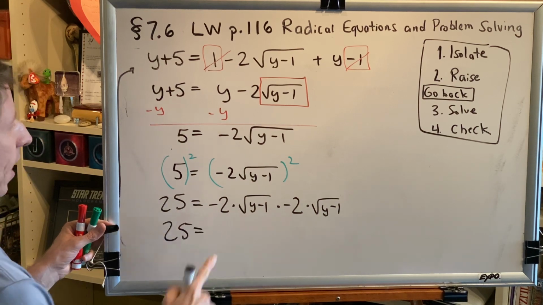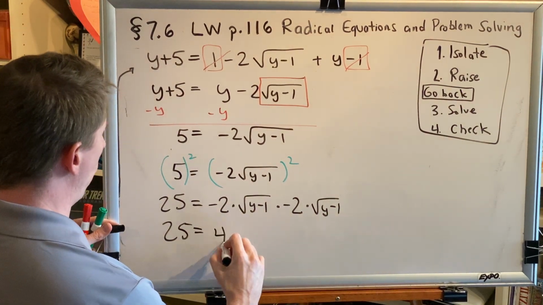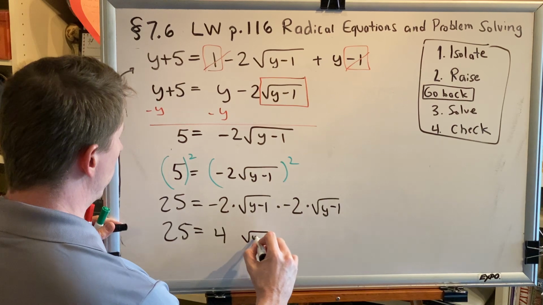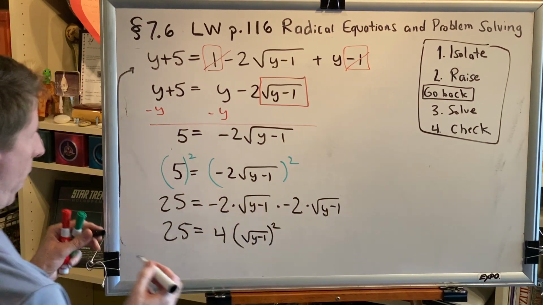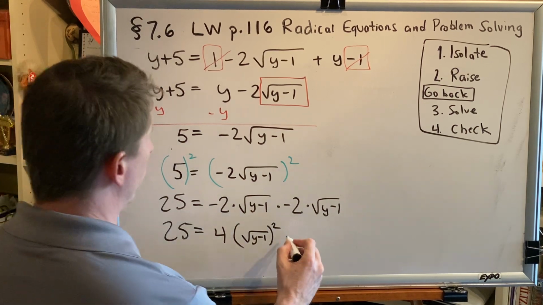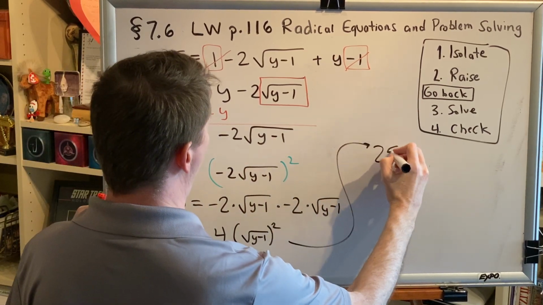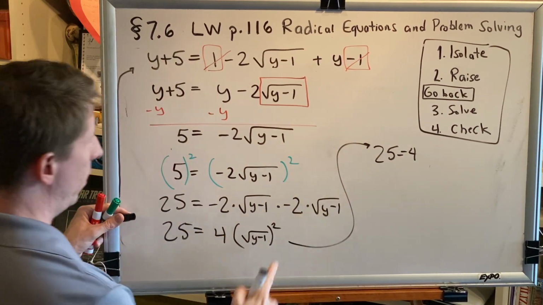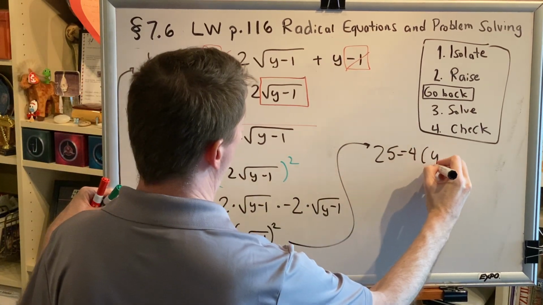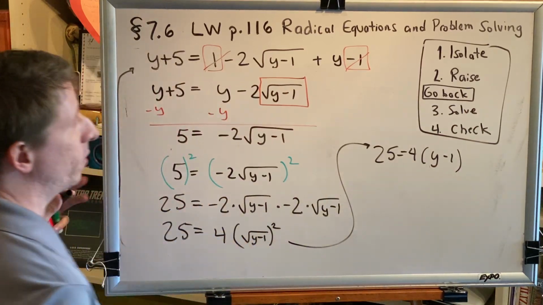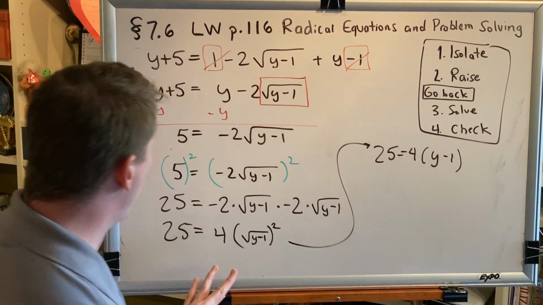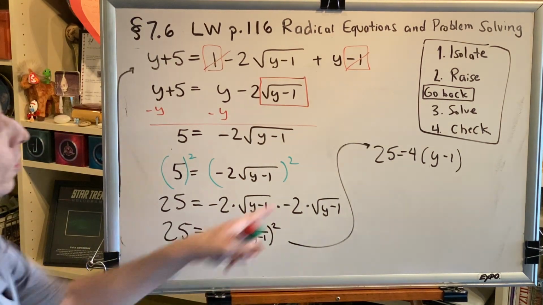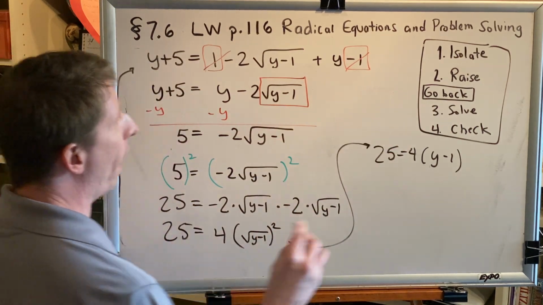Putting the outside stuff together, negative 2 times negative 2 is 4. And then a radical times itself can be written as that radical squared. So now we have 25 equals 4. The square and the square root cancel, leaving me y minus 1. And the y minus 1 must be put in parentheses. Okay, so now, finally, we don't have a radical anymore, and we can proceed with the rest of the steps, which is to solve and check.